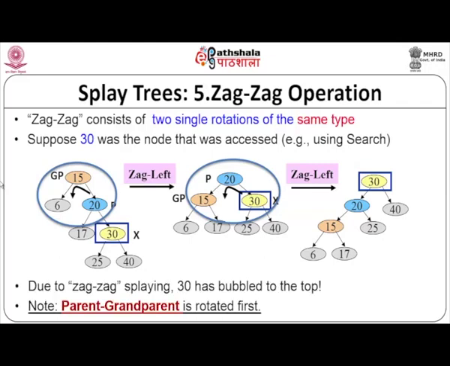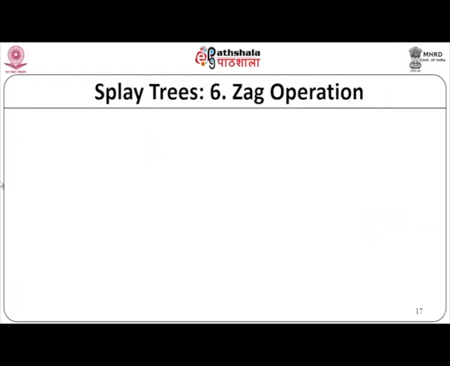Note here that the parent-grandparent rotation is done first. In the previous two opposite types, that is zigzag and zag-zig, first we did the node about the parent, then the parent about the grandparent. Here we do the parent-grandparent rotation first, then we do the child-parent rotation. So, the next obvious case is the zag operation.